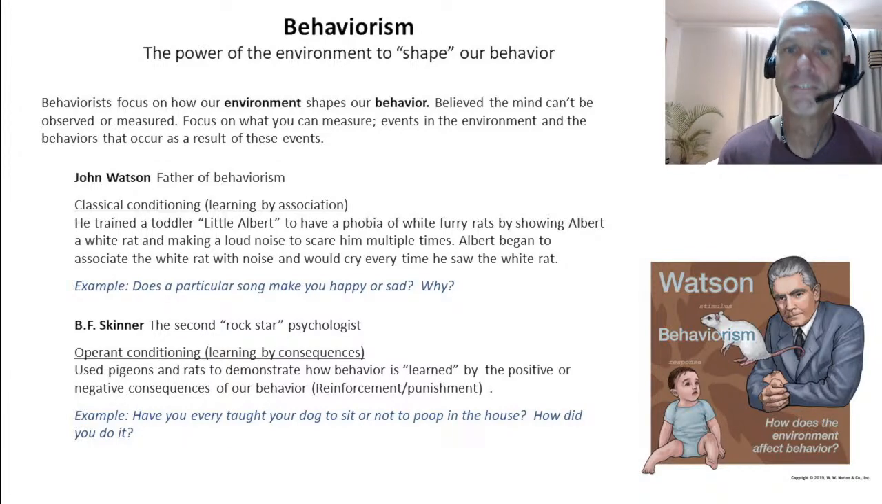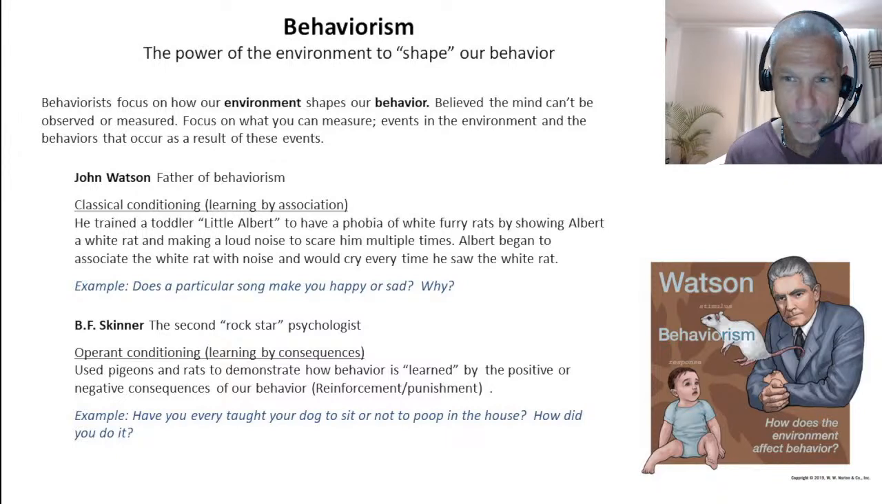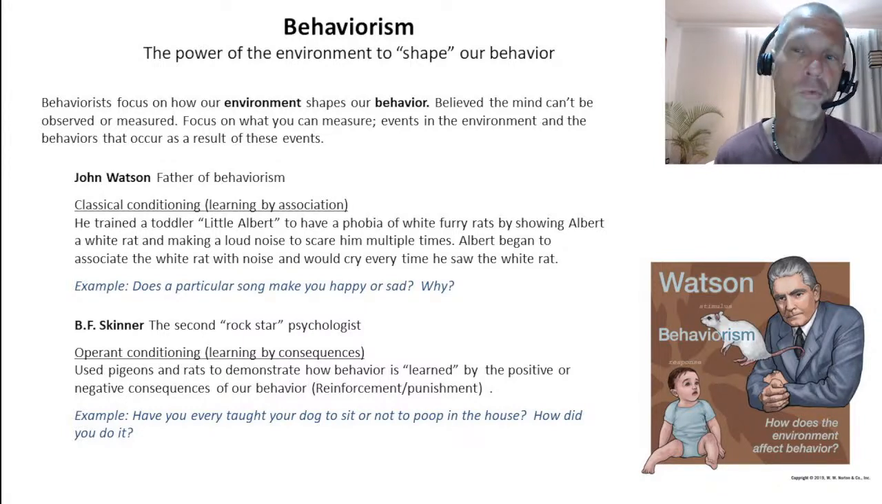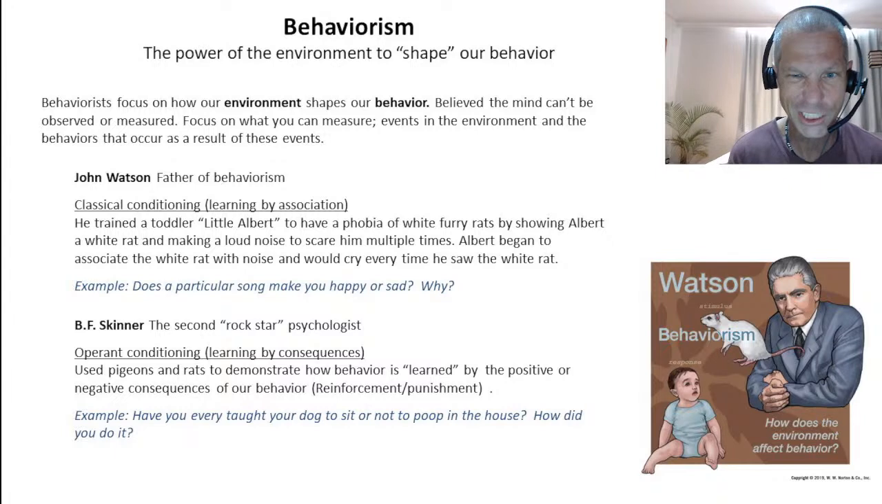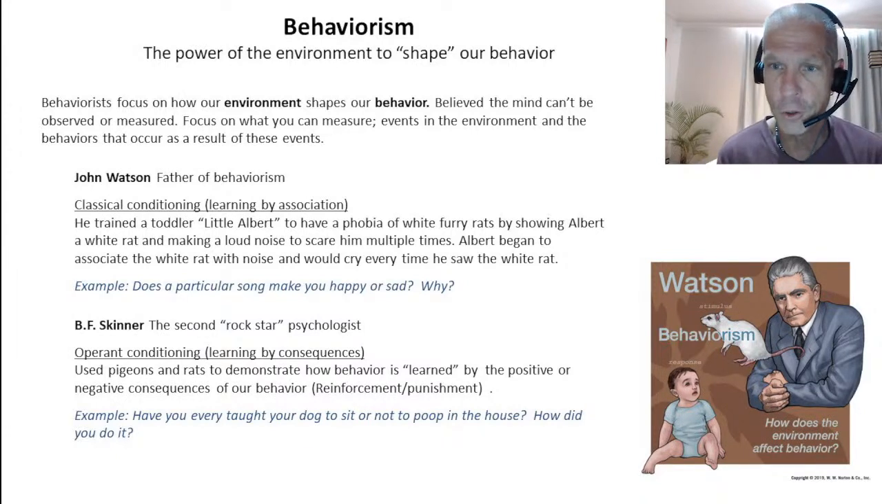Now, remember, I'm going to come back to this several times during this first lecture. The behaviorists were still not convinced that the mind could be observed or measured. So, really, what they wanted to focus on was things you could see. And what can you see? You can see how an organism's environment changes, and you can see how that affects the organism's behavior. This fellow, John Watson, was the first to really champion this point of view, and he actually demonstrated that you could create a phobia in a human being by altering their environment.